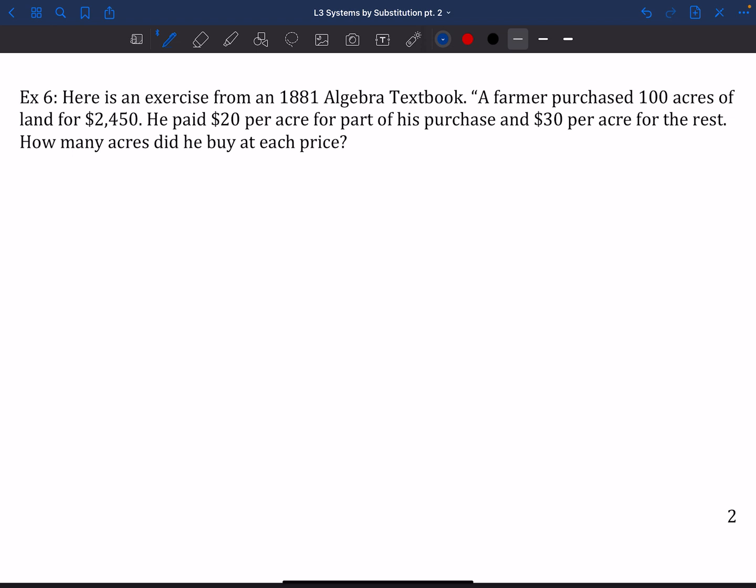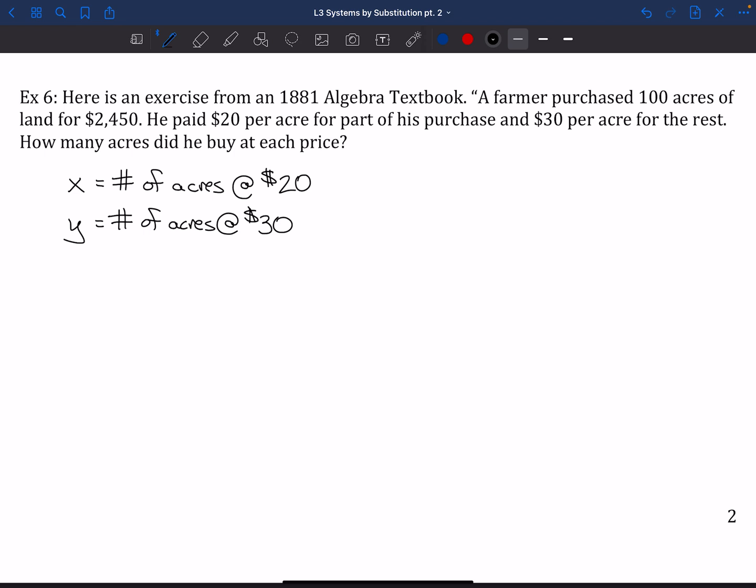So what we need to do is set ourselves up with 2 variables to start us off. I'm just going to use X and Y, and what we're setting those up as is the 2 different groups of acres. For some of them, we only paid $20 an acre, and for some of them, we paid $30 an acre. So I'm going to say that X is equal to the number of acres at $20, and Y is the number of acres at $30.